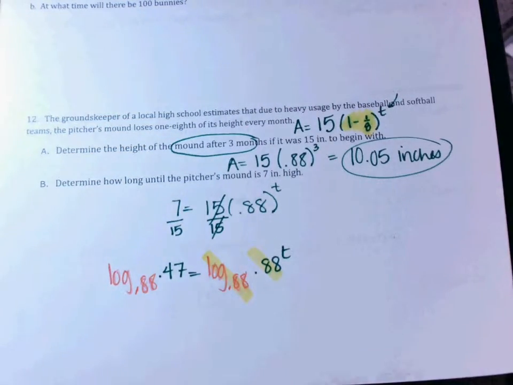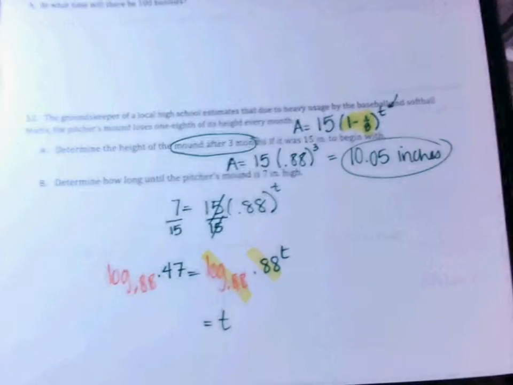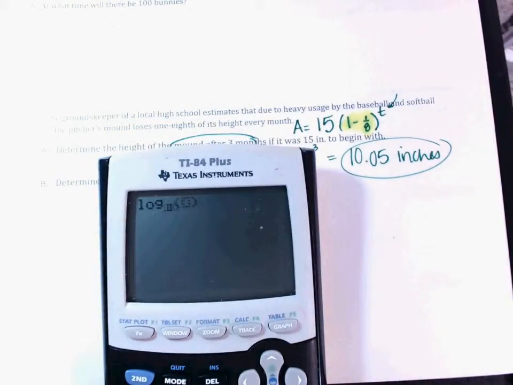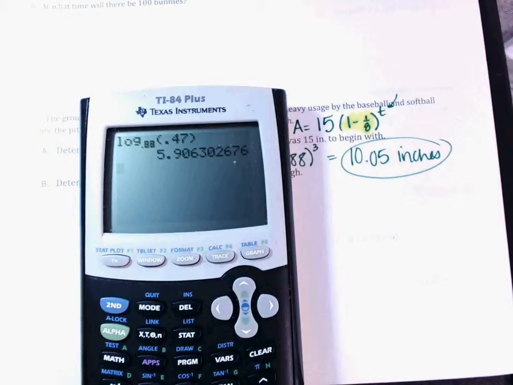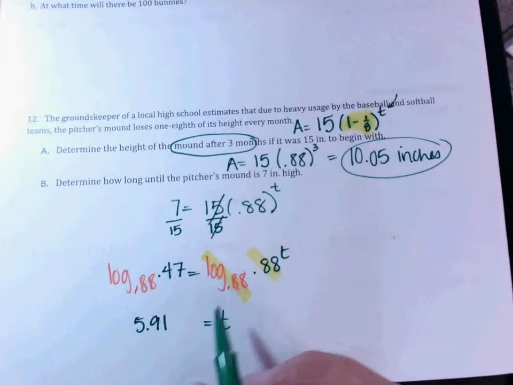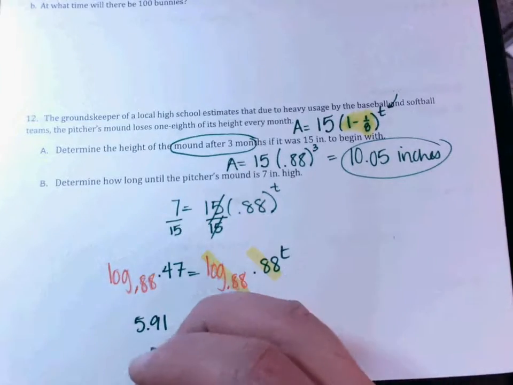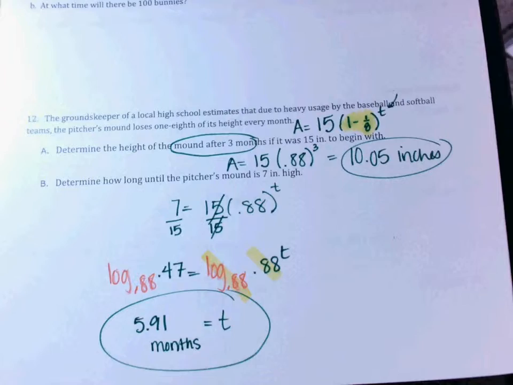Okay, alpha window 5, and then we're typing in 0.88 here and 0.47 here. And so it comes out to be 5.906, which is going to round to 5.91. And then that would be in, what are my time measurements? Months. Okay. Good.